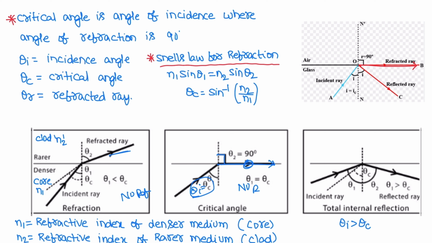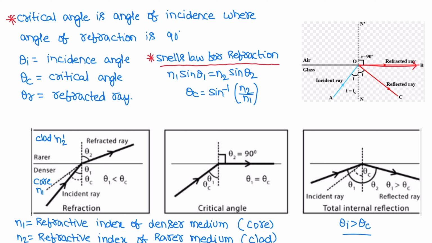If the angle of incidence is greater than the critical angle, if theta I is greater than theta c, then there is no refracted ray. The entire signal gets completely reflected back into the same medium, that is the denser medium. So these are the three conditions: when the angle of incidence is less than the critical angle, equal to the critical angle, and greater than the critical angle.